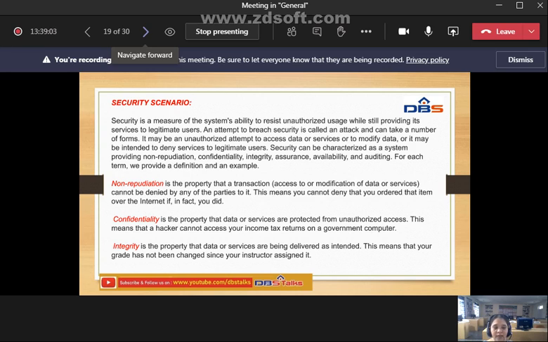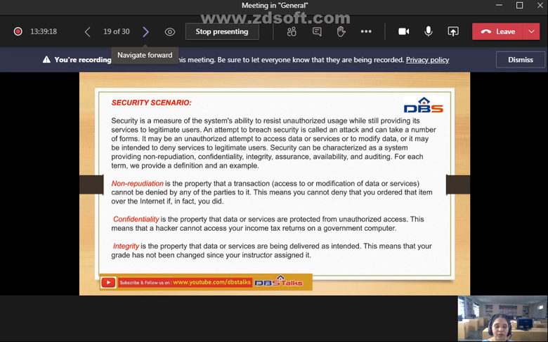And integrity: generally the meaning of integrity is that data or services are being delivered as intended.